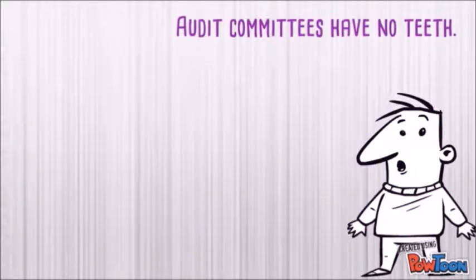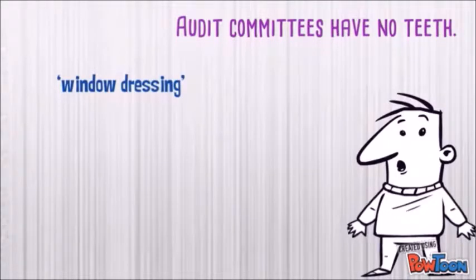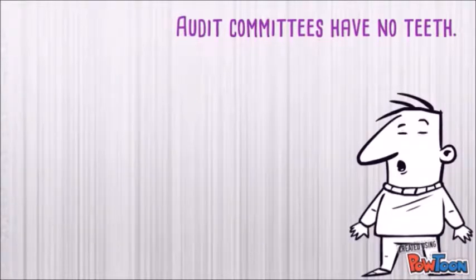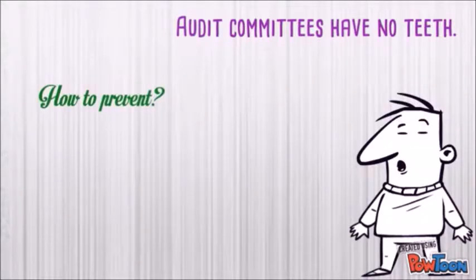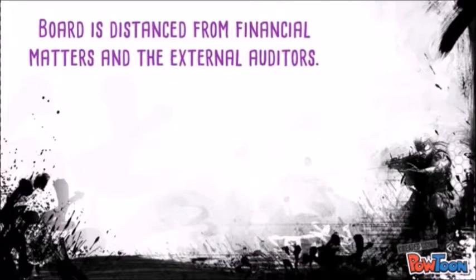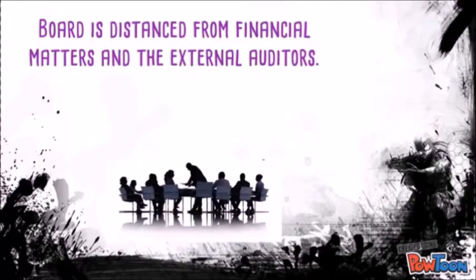Secondly, audit committees have no teeth. The committees are just window dressing to comply with the Bursa Malaysia listing requirements. It can be prevented by giving authority to back up their responsibilities, where they need to be seen as independent, while the Board of Directors needs to support the committee with financial and administrative resources in order for them to carry out their duties.